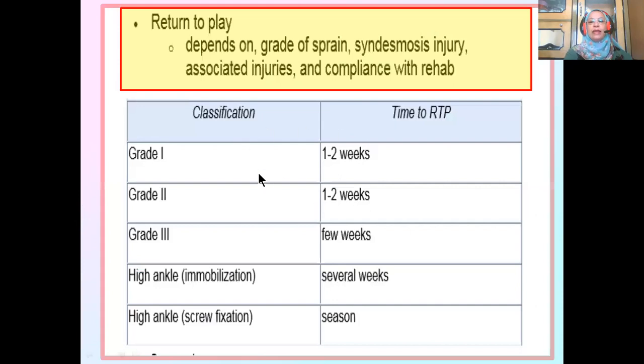Usually after management of lateral ankle injury or ankle injury in general, patients, especially athletes, ask this question: when can I return to play? The answer is this depends on grade of sprains, syndesmotic injury, associated injury, and compliance with rehabilitation. Usually, if there is grade 1 or 2 lateral ankle sprain, the patient can return to play after 2 weeks. But if there is grade 3, he returns after a few weeks. But if there is high ankle sprain with syndesmotic injury, the patient requires several weeks to return to play and may not be able to return to play except after complete season.